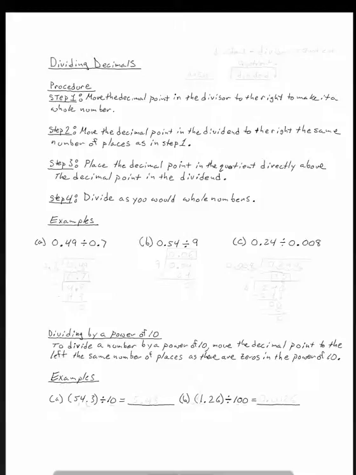Dividing decimals. The procedure for dividing decimals is as follows. Step 1. Move the decimal point in the divisor to the right to make it a whole number. Step 2. Move the decimal point in the dividend to the right the same number of places as in step 1. So in order to understand step 1 and step 2, the first thing we have to know is what's the divisor and what's the dividend.